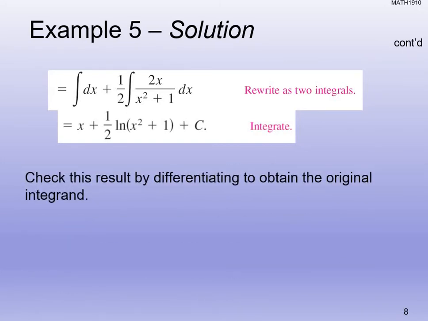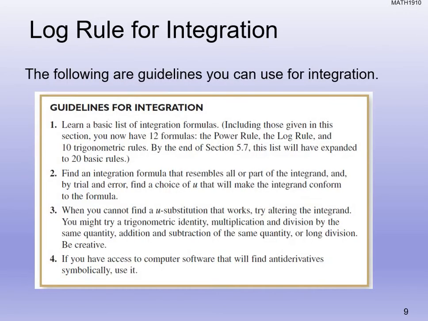Now, you can take the derivative of that function and see if you get the original. You can bring that 1/2 up if you want to, so it could be x plus natural log of x squared plus 1 to the 1/2 plus c, and then that 1/2 gives us a square root sign. So we could have this as x plus natural log of the square root of x squared plus 1 plus c.